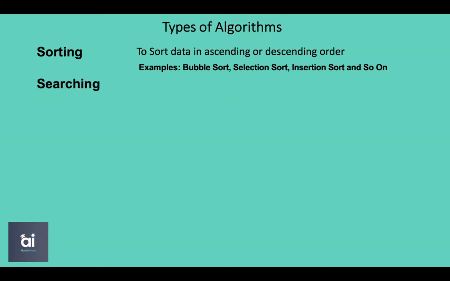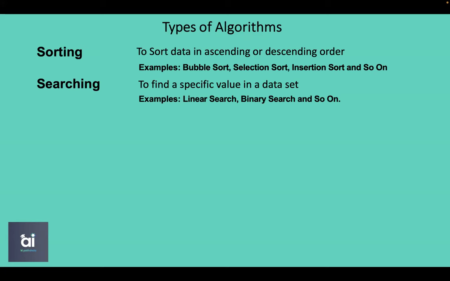Now the next type of algorithm is searching algorithm. Searching algorithms are used to find a specific value in a data set. So as an example, we can say linear search, binary search, and some other searching algorithms.